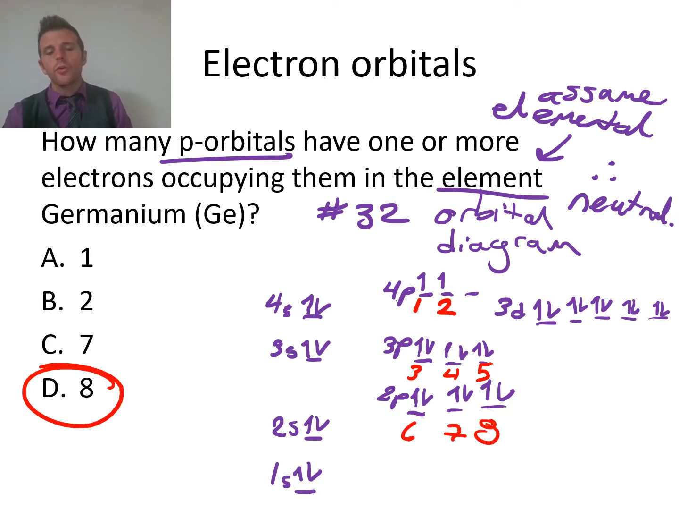So in total, there are 8 p orbitals. 3 of them in the second energy level, 3 of them in the third energy level, and then 2 more in the 4p. 1, 2. In total, 8 total p orbitals have electrons in them.